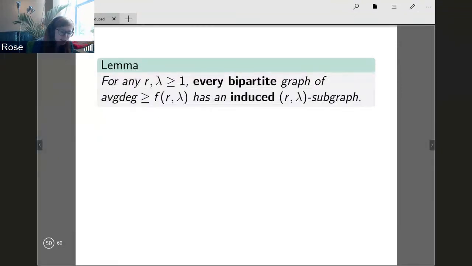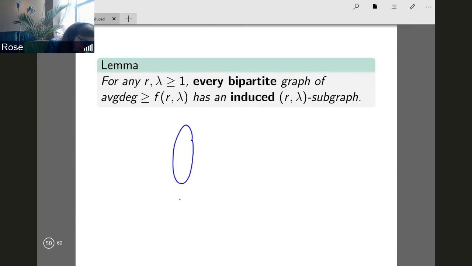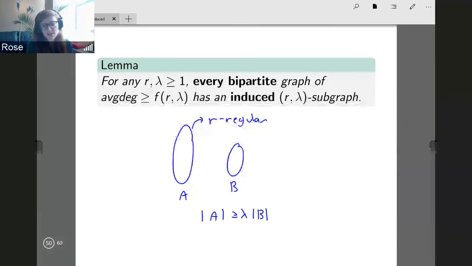Okay, so the new lemma is this, and that is for any fixed r and lambda, every bipartite graph of sufficiently large average degree, as a function of r and lambda, has an induced r-lambda subgraph. And what I mean by that is that you can find a subgraph with bipartition A, B, so that every vertex in A has degree exactly r, and so that A is at least lambda times B. The B is a lot smaller than A, as is drawn in the picture.